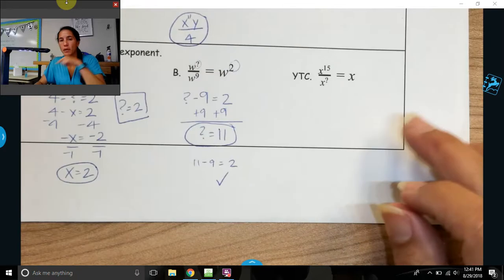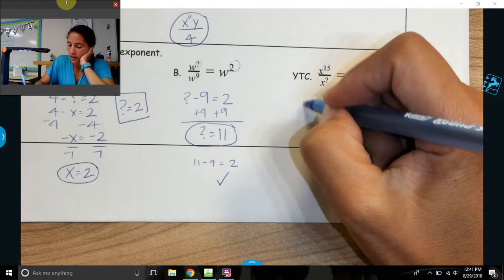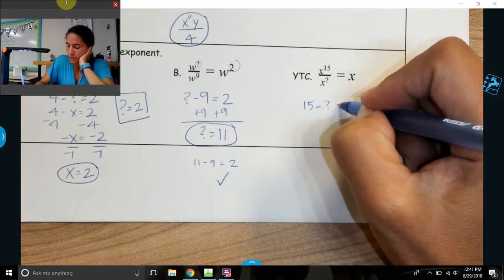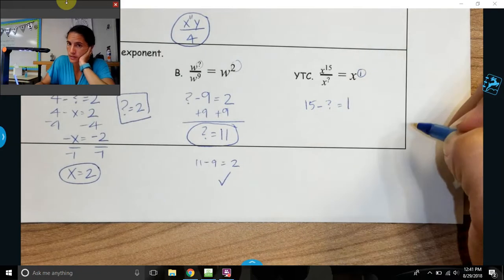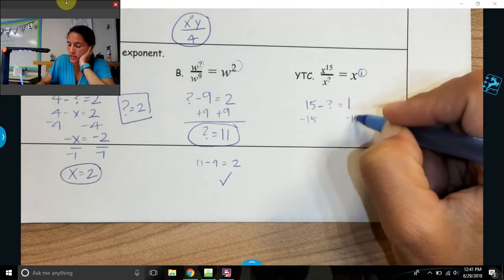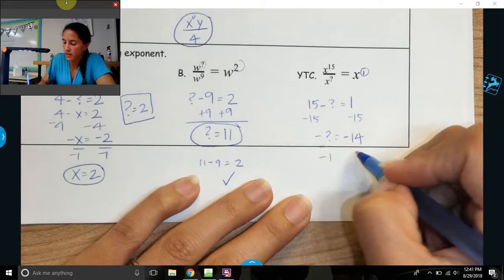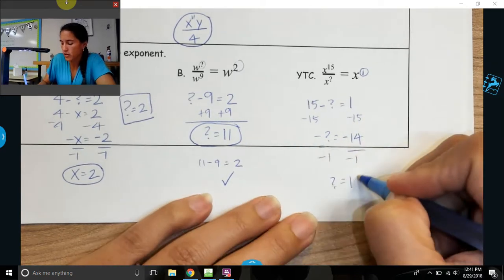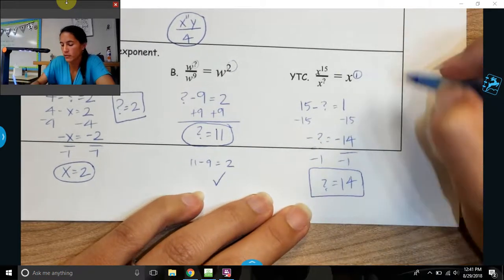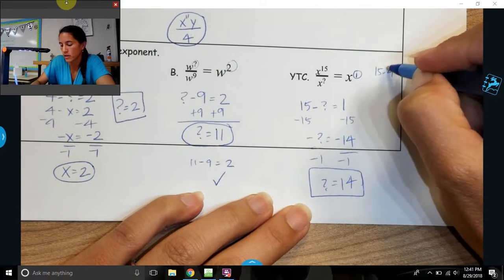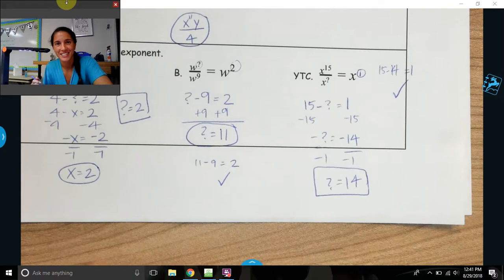All right, you try C. Pause it, and then press play when you're ready to see the answer. So 15 minus question mark equals, what exponent did you get right here? I hope you had a 1. And then we're going to subtract 15 from both sides and divide by negative 1, and your question mark is 14. If you want to check, you plug 14 back in, so 15 minus 14 equals 1, and yes, that checks out. All right, we will practice more of this in class.